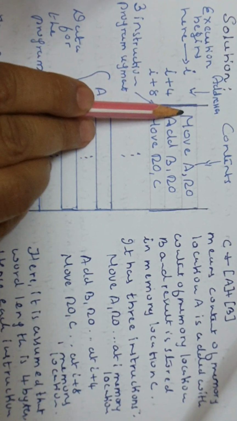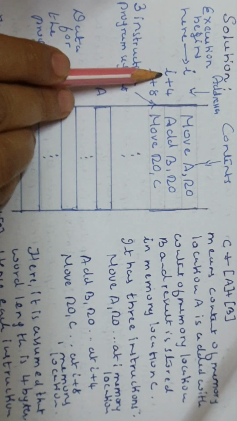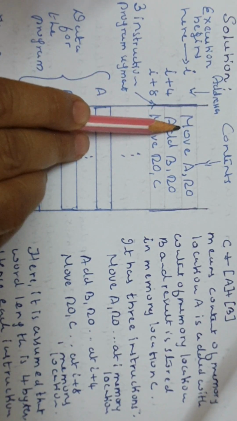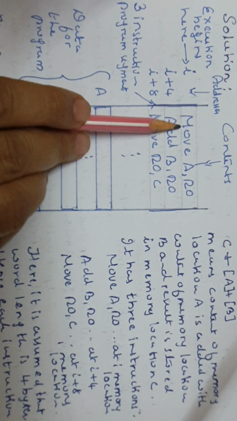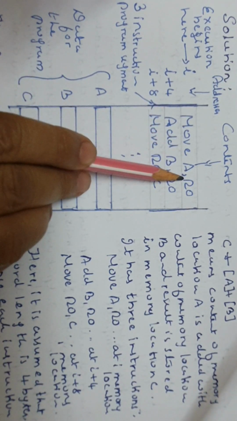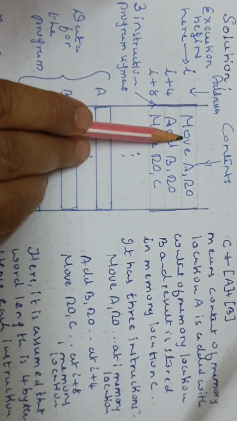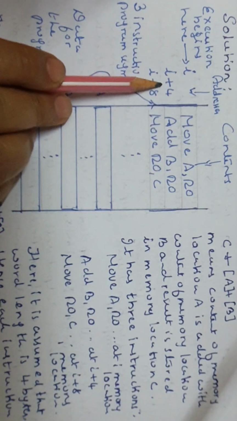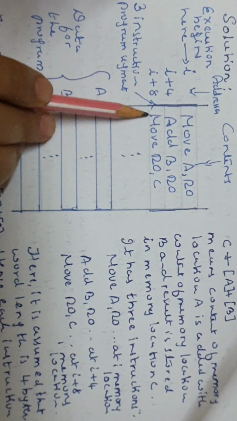Let I be the address of the first memory location. Then the next memory location address will be I plus 4, because each word will be 4 bytes long and memory is byte addressable. To store 1 byte, 1 memory location is needed. To store 4 bytes, 4 memory locations are needed. So to store this instruction word starting at I, 4 memory locations will be taken: I, I plus 1, I plus 2, I plus 3. Then the second instruction word address will be I plus 4. Third will be I plus 8.